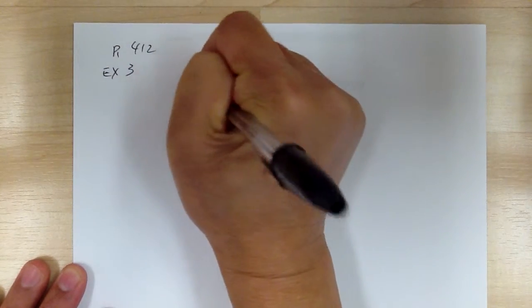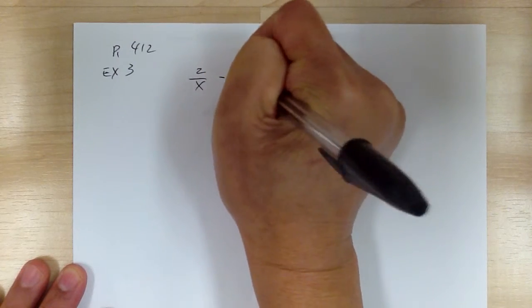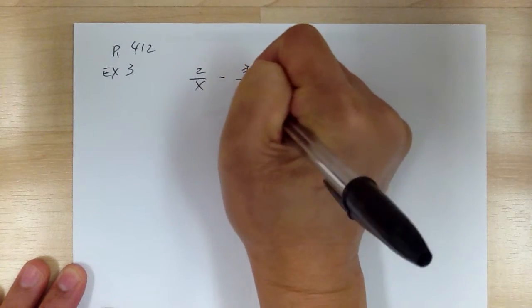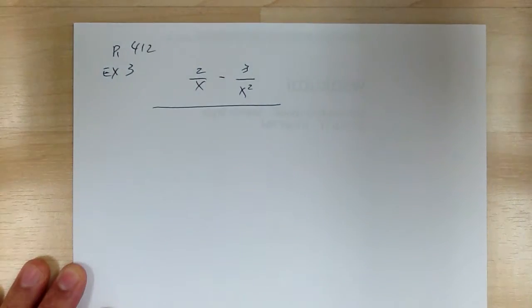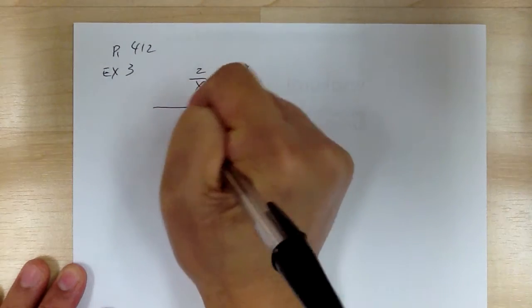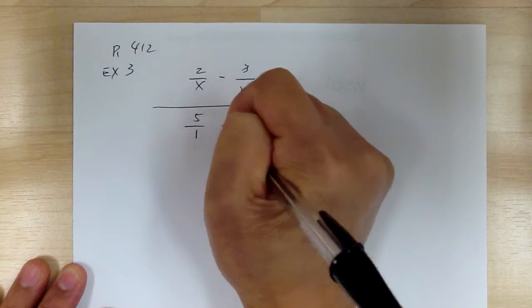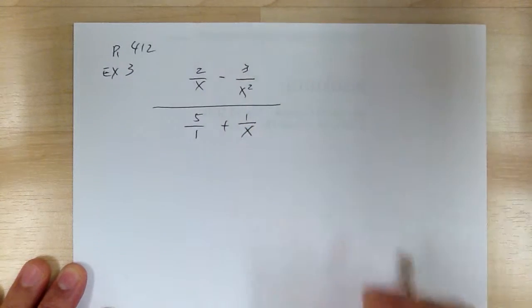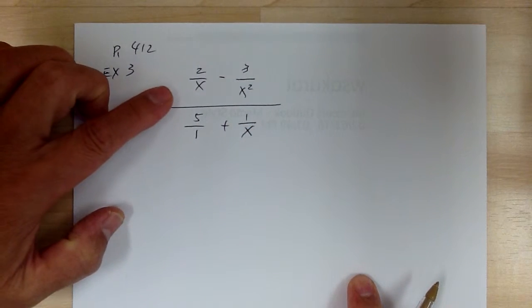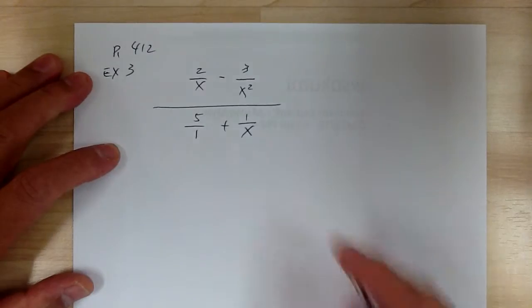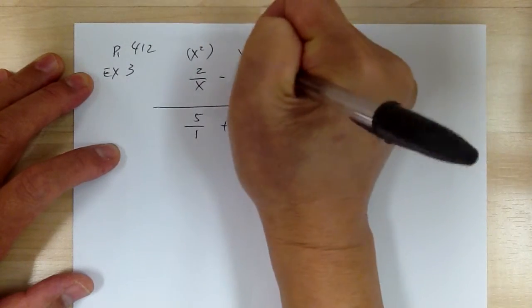So you got 2 over x minus 3 over x squared over, now notice it's 5, right? So what you want to do is put a 5 over 1. Okay, make everything into fraction. So in this case, your LCD is x squared. So multiply by x squared.